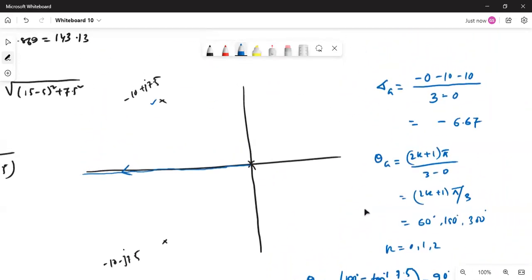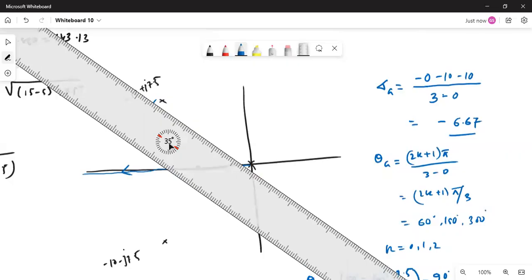So first of all, you have to draw your angle intersection point. Say around minus 6 over here is your intersection point, and one will be a 60 degree line, and one will be a 60 degree line.